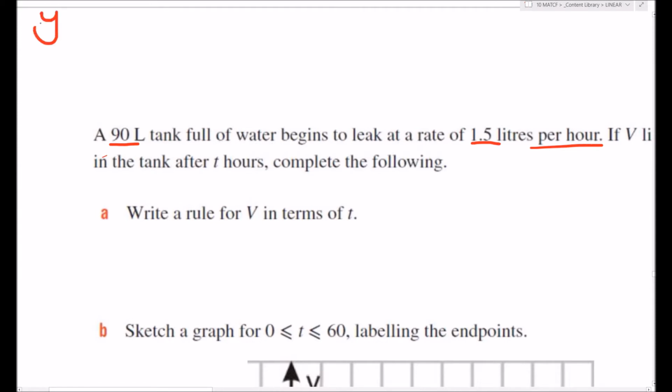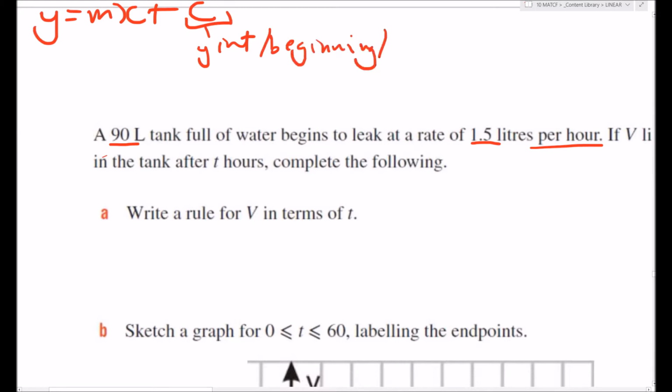So remember your rule, y equals mx plus c. C refers to the y-intercept. But it's also the same as the beginning, or when you see the word initially, or in this case, for recursion's case, it's the same as the starting term. So how much did you have at the start? So there is your y-intercept. It's the same as these: beginning, initially, starting term. That's what your y-intercept is referring to. And that's what this is. That's how much water it has at the start.